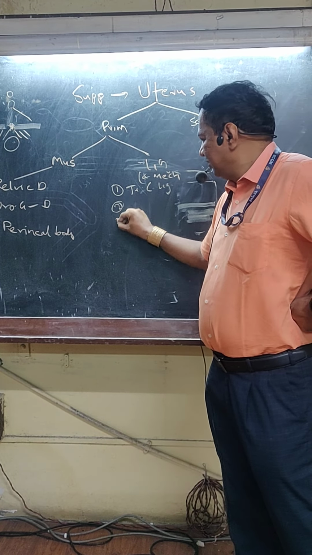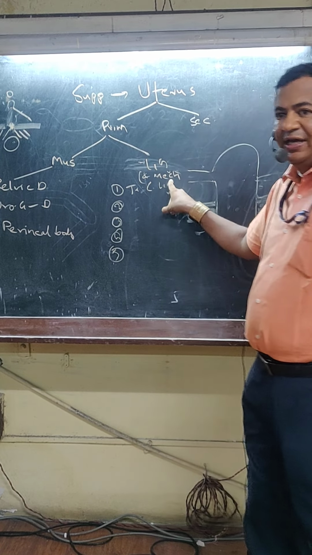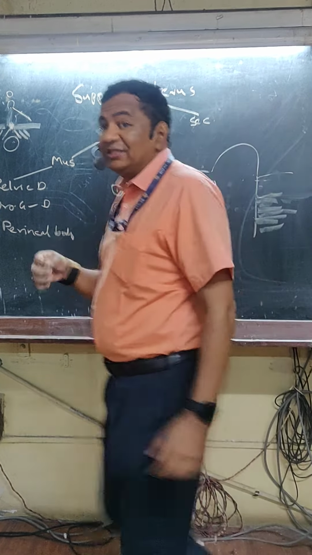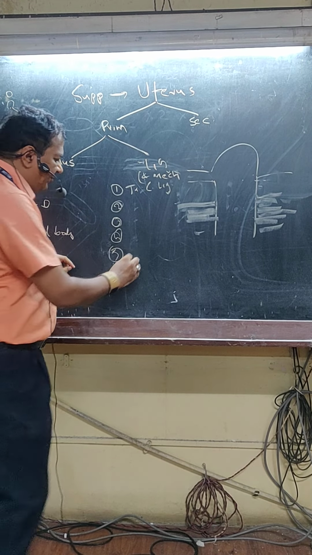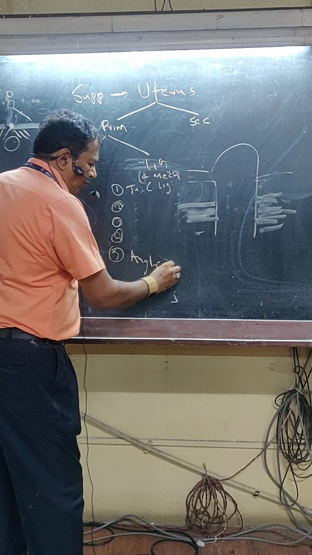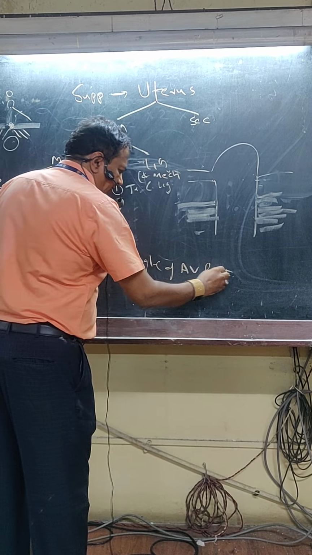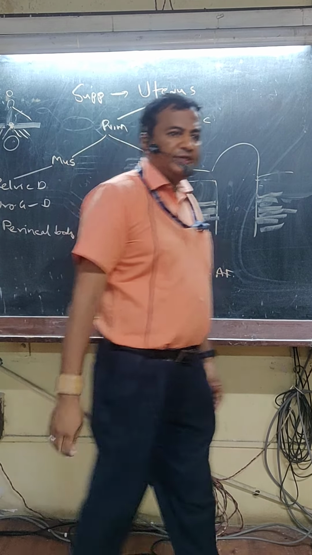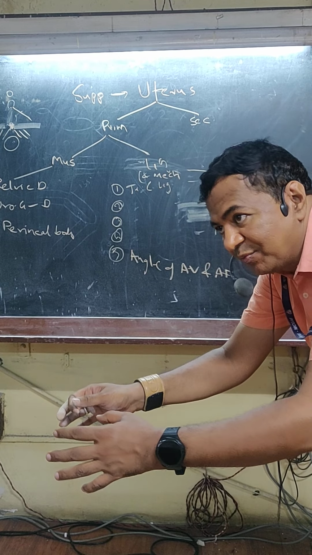Then 2, 3, 4, 5, I will write mechanical. Angle of anteversion and anteflexion. This comes under mechanical support. I am writing at number 5: angle of anteversion and anteflexion. These two angles themselves are a support, because the uterus is like this, it doesn't prolapse.